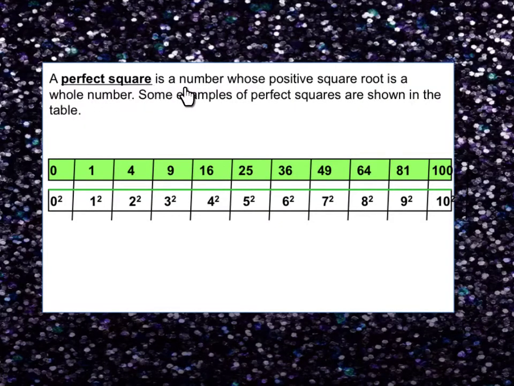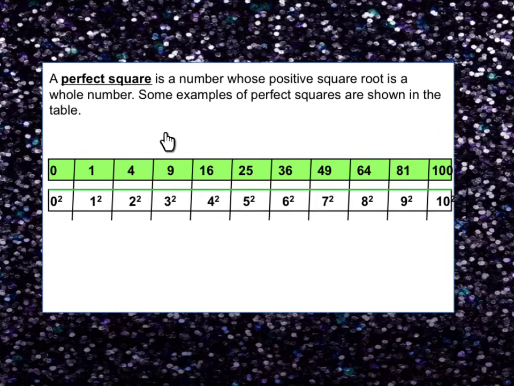A perfect square is a number whose positive square root is a whole number. Some examples of perfect squares are shown in the table. These numbers are considered perfect squares because they can be split into a number that is squared. So 25 is 5 squared, 49 is 7 squared, 64 is 8 squared. These green numbers here are called perfect squares.